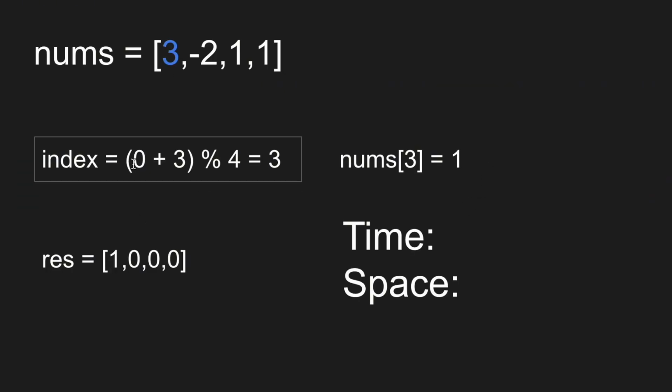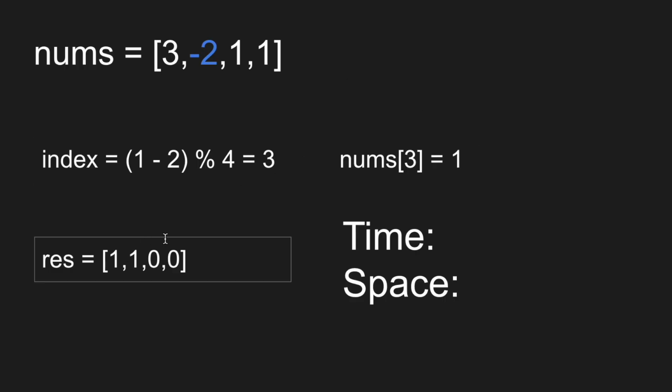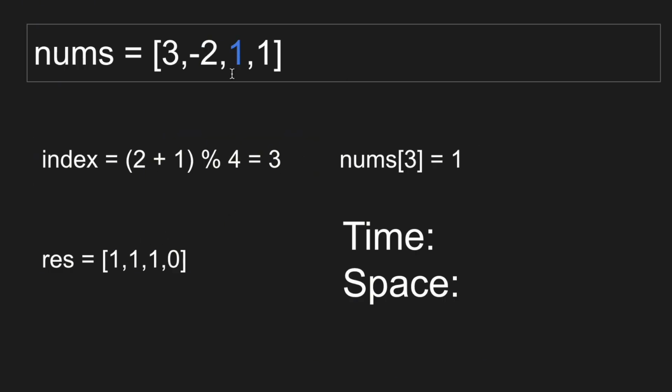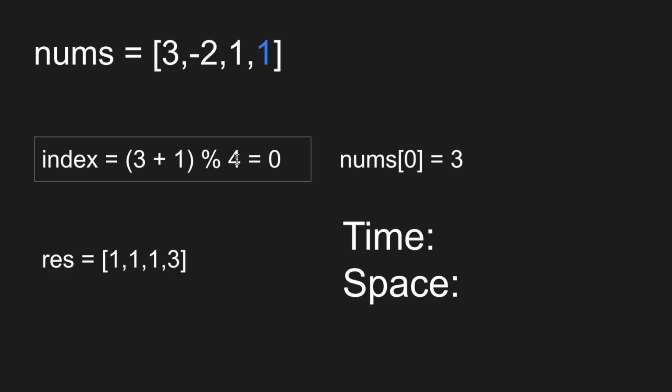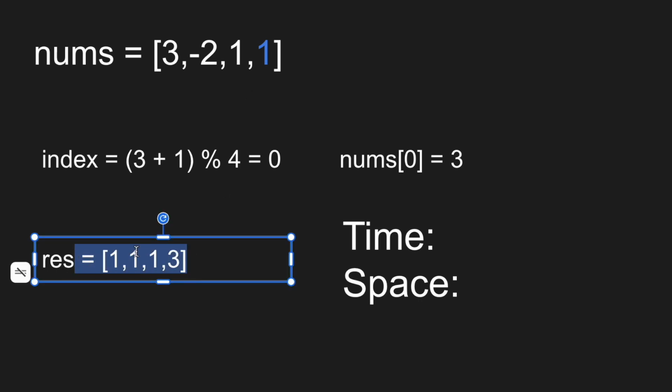So let's go over this example real quick. So first, we're at index 0, add 3, we will be at index 3, nums of 3 is 1, so we set this to 1. Index 1 minus 2 will be -1, modulo 4 would be 3, nums of 3 is 1, set this to 1. Index 2 plus 1 is 3, nums of 3 is 1. Index 3 plus 1 is 4, 4 modulo 4 is 0, nums of 0 is 3, so we set this to 3. And finally, we have come to the end, we can return this as our result.